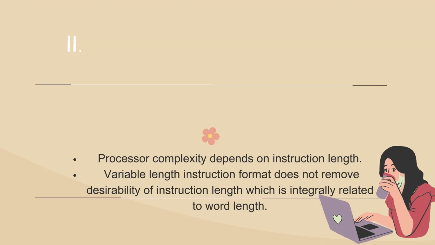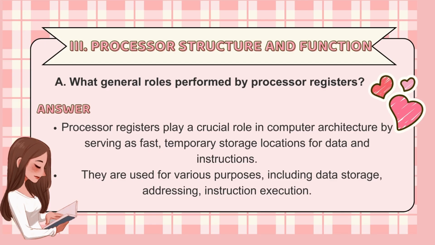Number 3 or third part is about processor structure and function. First question is, what general role is performed by processor registers? Answer. The processor registers play a role in computer architecture by serving as fast, temporary storage locations for data and instructions. The various purposes include data storage, addressing and instruction execution.